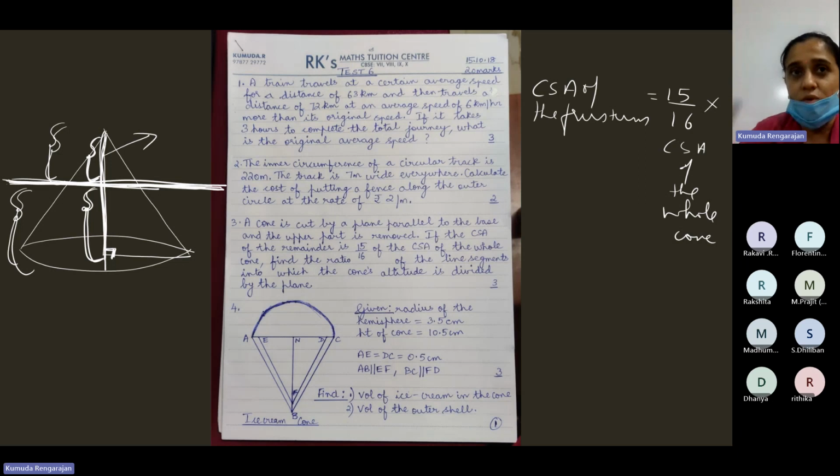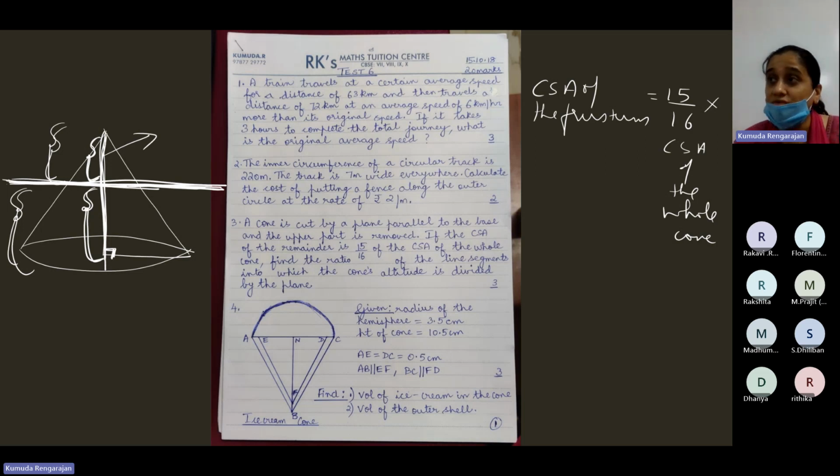The altitude of the cone is divided into two segments because of the cutting plane. The whole altitude of the cone is divided into two segments. The top segment is the height of the small cone and the bottom segment is the height of the frustum. We need to find this ratio.